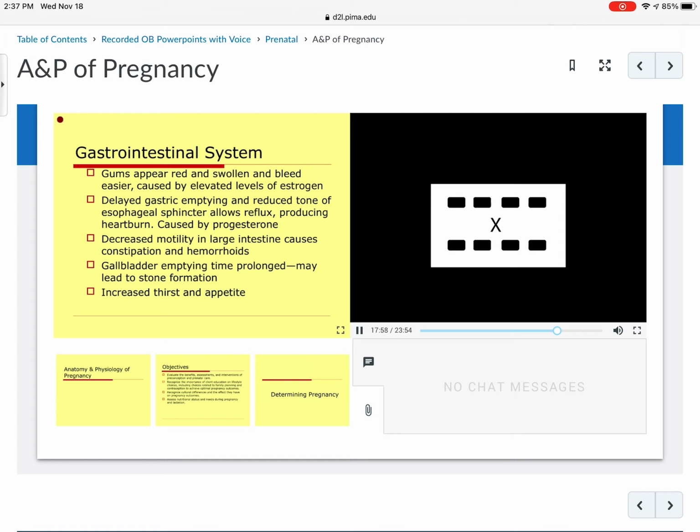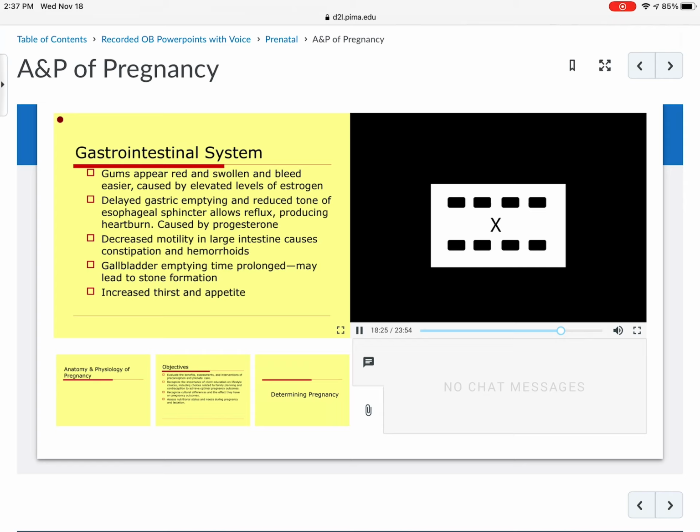GI system. The gums appear red and swollen. They bleed easier, and again, just like the nosebleeds, they're caused by elevated levels of estrogen, and of course we would encourage them to use a soft toothbrush. Due to the delayed gastric emptying and the reduced tone of the esophageal sphincter, sometimes women will complain of heartburn, which is also caused by the progesterone.